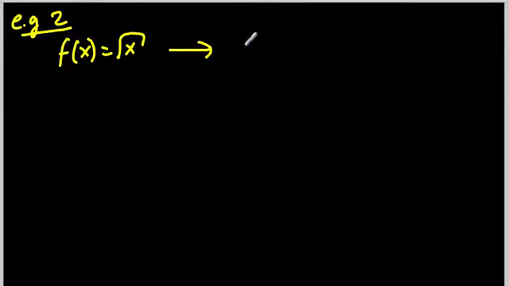The following is example 2 of if you're provided with the parent function of the square root and given some instructions on the transformation, how do you sketch that function? So let's do example 2. Here, once again, you have f of x is equal to the square root of x, and you're transforming to some function g of x. You're not told what it is, but you're told the following transformations.